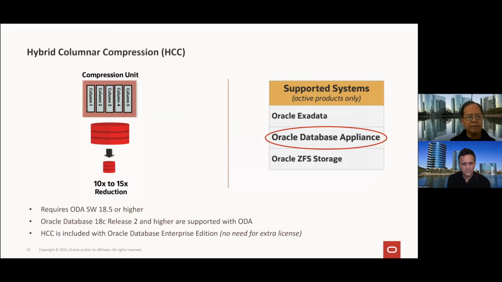And then of course we have the hybrid columnar compression that can reduce the amount of storage drastically, up to 10 or 15 times. And this is only available for Oracle engineered systems such as Exadata and ZFS. So Oracle Database Appliance also supports that.